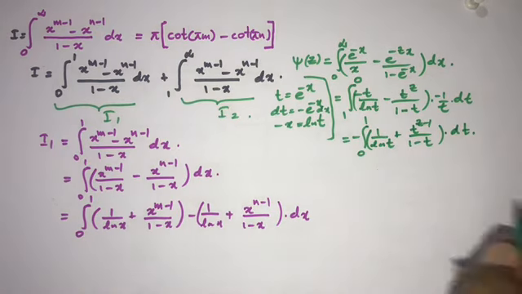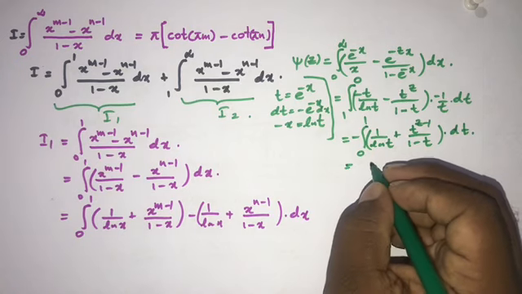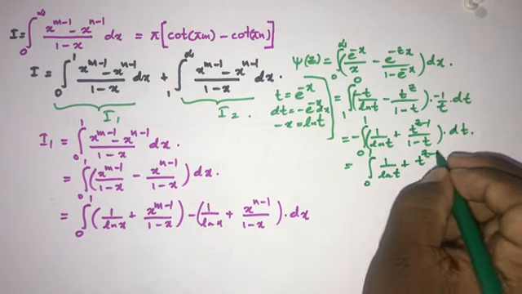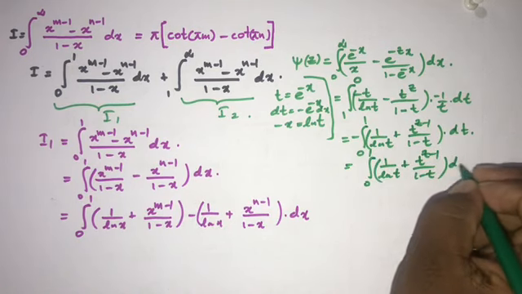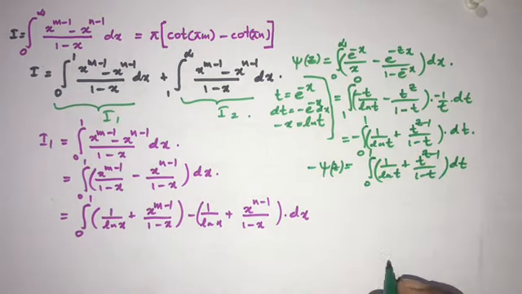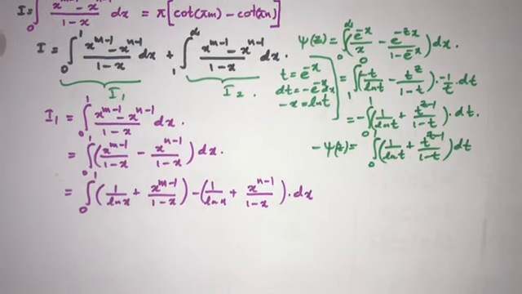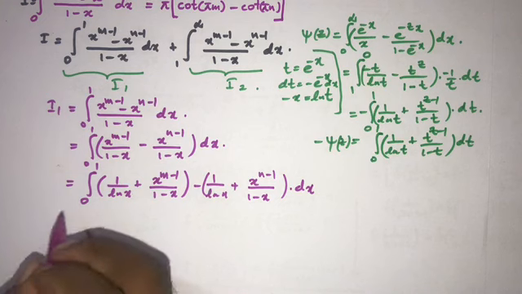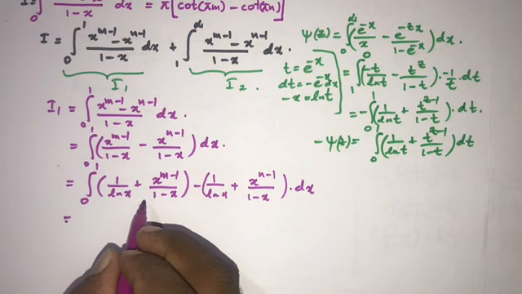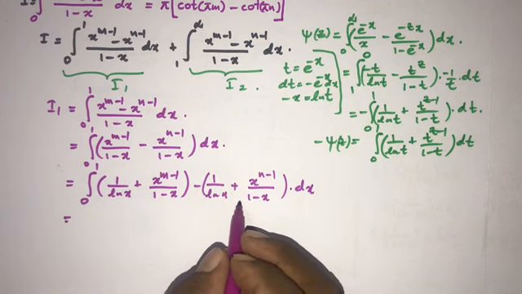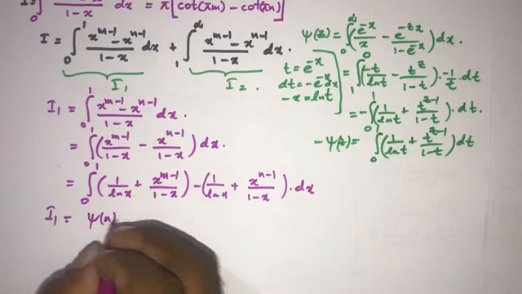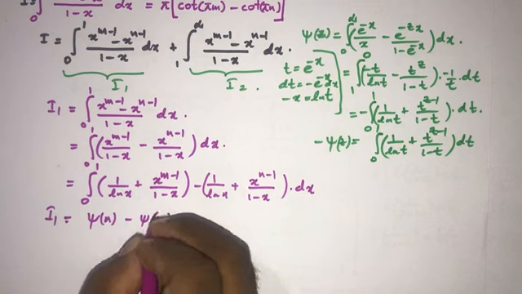Okay, now we know this integral from 0 to 1 of (1 over natural log of t plus t to the c minus 1 over 1 minus t) dt is equal to minus digamma of c. Now here we know this integral is equal to minus digamma of m minus digamma of n, so I1 is equal to digamma of n minus digamma of m.